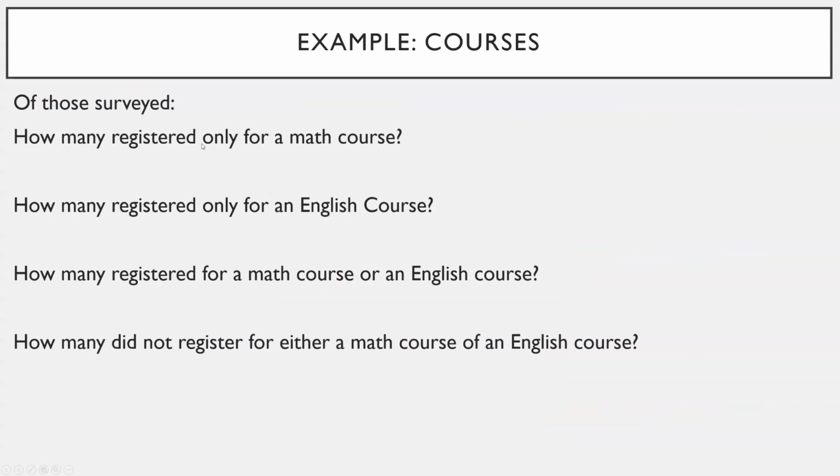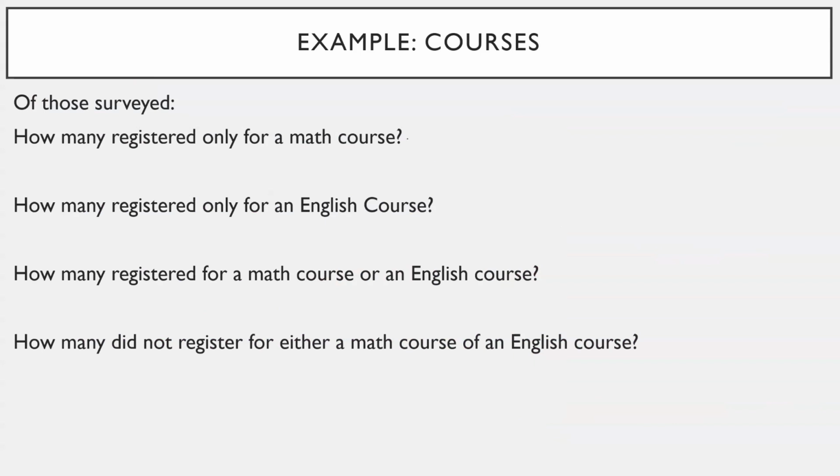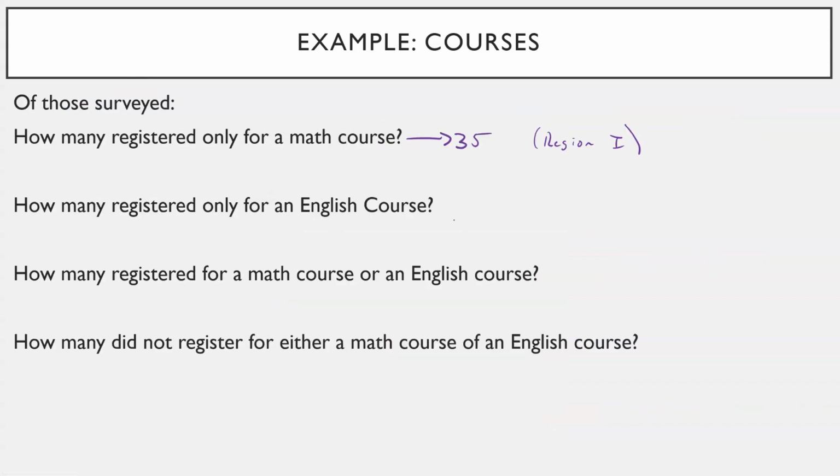Of those surveyed, how many registered only for a math course? Well, you have to be careful here. Here's the math students, but 40 of them also did an English course. So it's just that 35 right there. That's just region 1. How many registered only for an English course? Well, look, you can't include this 40 here because they also did a math course. So only English would be the 25. That would be the students in region 3.